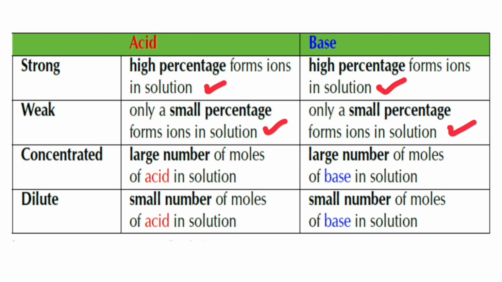Now let's talk about concentrated and dilute. Concentrated, large number of molecules of acid in a solution, while dilute, we have a small number of molecules in a solution. And then the base, well, quite the same, large number of molecules in a base solution, and then a small number of molecules of base in the solution, that is dilute. So we have talked about the strength, and we've talked about concentrated and dilute.